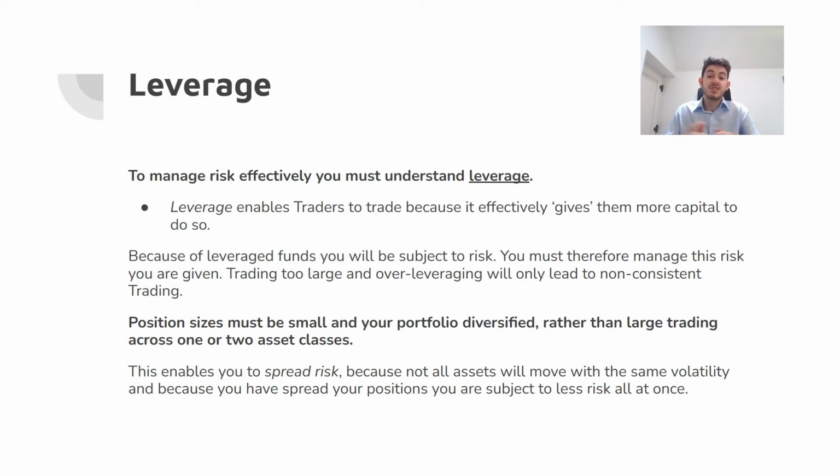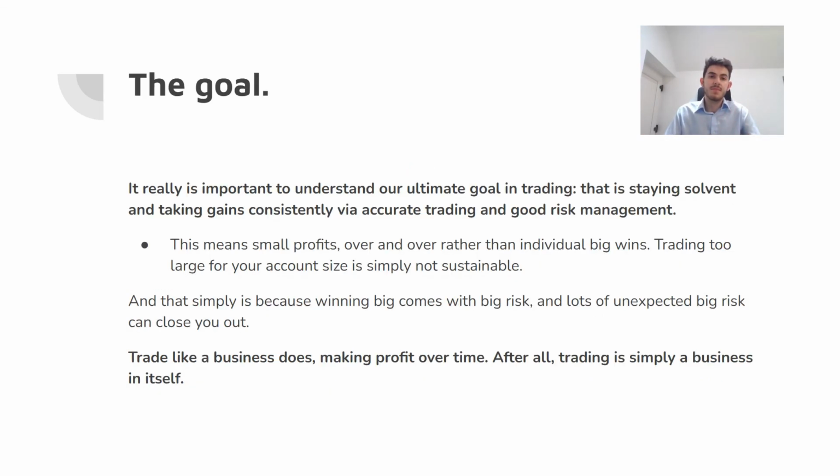So position sizes, they're going to have to be small and they're going to have to be across several assets to enable you to spread your risk. And that's because not all assets move at the same volatility. Some will be slow, some will be fast, and some will just dwindle. So if you spread your risk, you can take more trades at a smaller size, and therefore you don't have as large of an exposure.